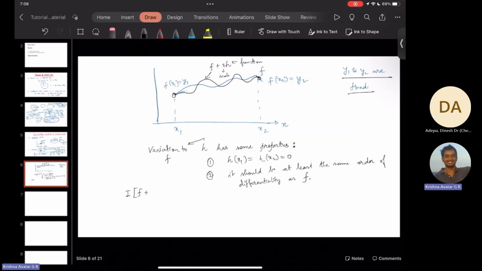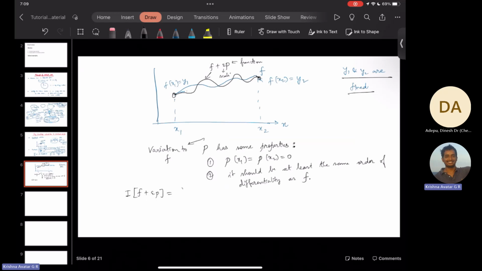So epsilon is just a scaling factor. We'll see why we need epsilon. Let me remove this and bring in another function, otherwise there are chances of getting confused. G I've already used, so let's just use p, so that f h does not conflict anywhere. Okay, so what we have is I as a function of the argument f plus epsilon p.